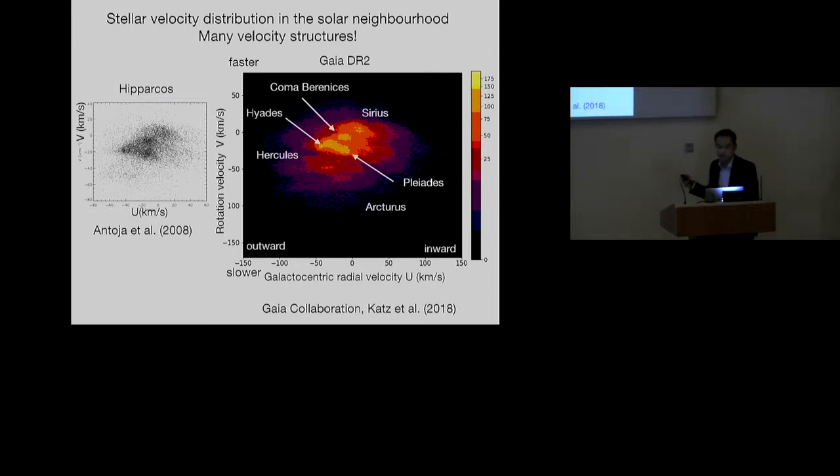So there are lots of fine structures, or lots of common groups, you can find in the phase space, like what Wing was showing in low metallicity stars as well. But this is the solar neighborhood stars, mainly the disk stars.